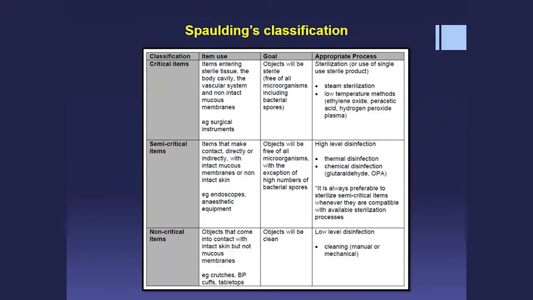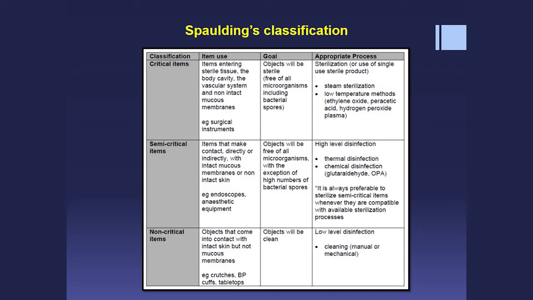So the next section: after cleaning of instruments, which instruments should get cold sterilized or where disinfection is just enough, and which instruments should strictly go for sterilization. So there is one classification called the Spaulding classification, which divides instruments according to the need of sterilization or disinfection into three categories: critical items, semi-critical items and non-critical items. So critical items are those items which come in direct contact with the blood, body cavity, sterile tissue or vascular system and not with an intact mucous membrane.